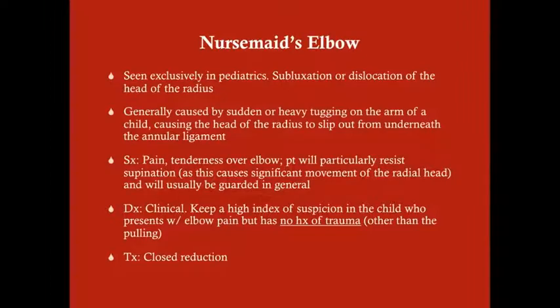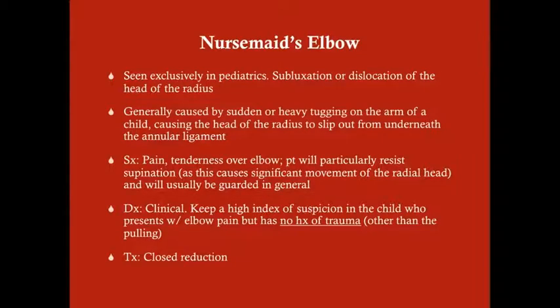Okay, nursemaid's elbow. So now we're talking about the radius. So everything from now on is going to be either a dislocation or fracture of the radius. Nursemaid's elbow is seen exclusively in pediatrics. What nursemaid's elbow is, is a subluxation, which would be like a partial dislocation, or just a frank dislocation of the head of the radius. Now, the head of the radius is held in position next to the ulna and the humerus by the annular ligament. And the annular ligament, as with all ligaments in children, is a little bit lax.